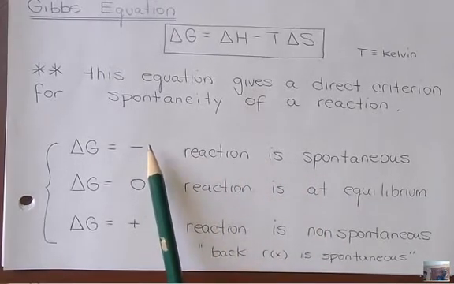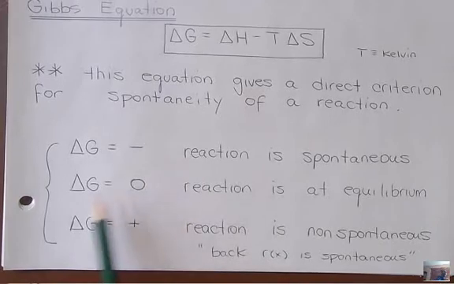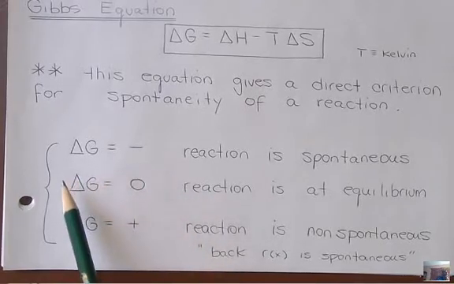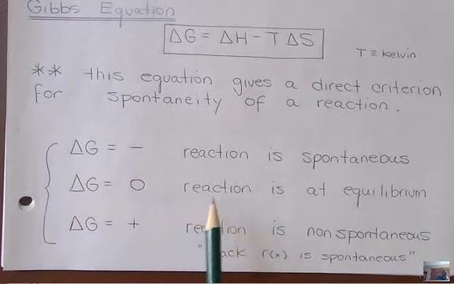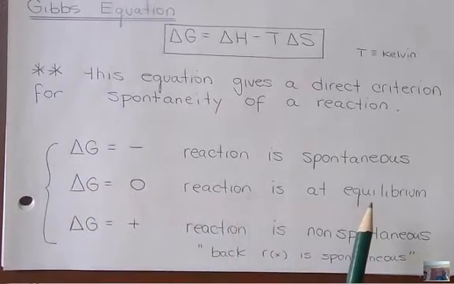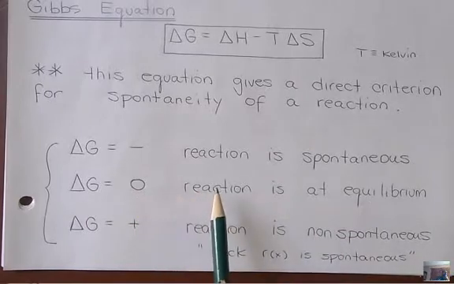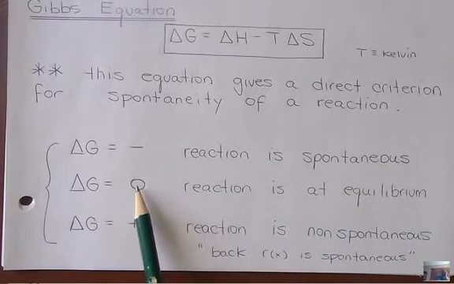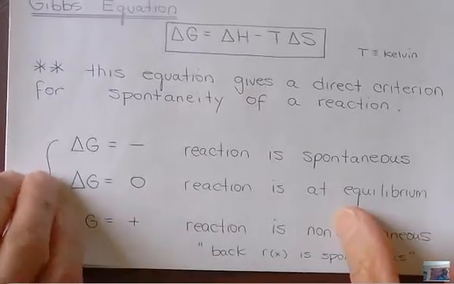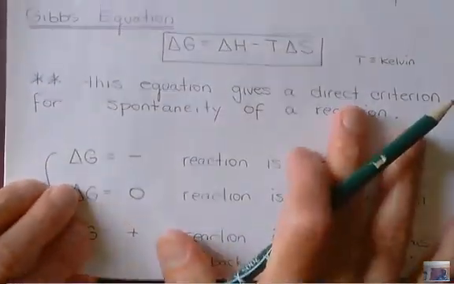Well, what's the middle between positive and negative? 0. Whenever delta G for any chemical reaction under any conditions comes out to 0, it means that you're currently at equilibrium. The forward reaction is occurring at the same rate as the back reaction, okay? That's delta G equal to 0. So this is a huge criteria, okay?